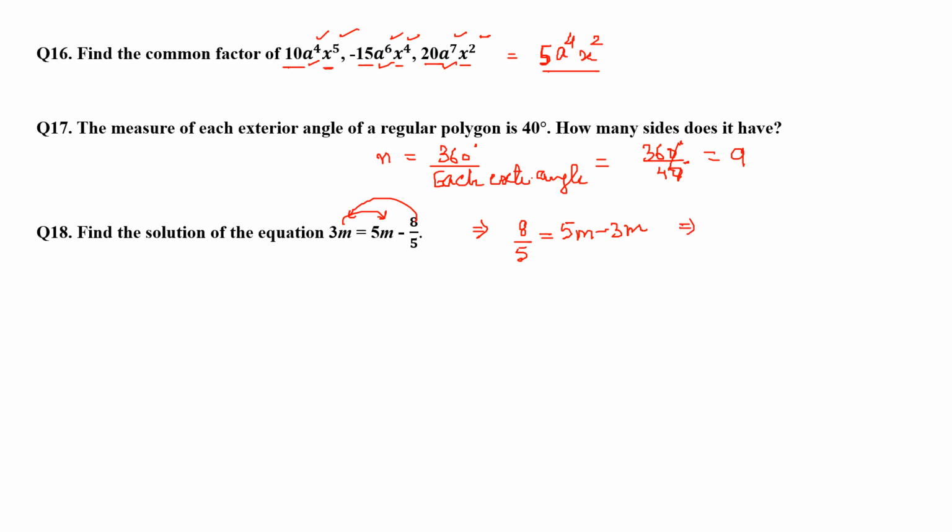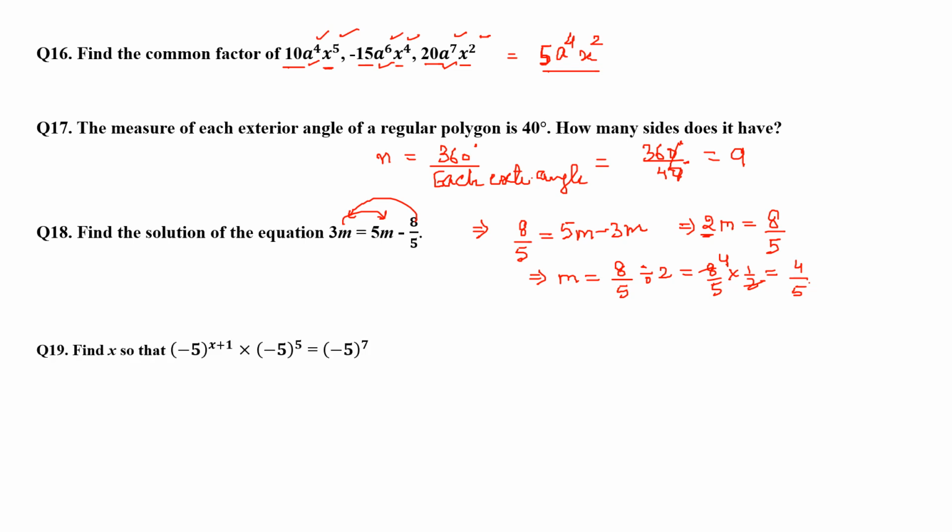Now I am going to swap LHS and RHS. So 5m minus 3m is 2m. RHS I am writing in LHS now, and LHS, which was 8 by 5, I am writing here in RHS. Now to find the value of m, I have to transpose this 2 to RHS. So for that I have to divide it by 2. So 8 by 5 into 1 by 2, which will give me 8 by, now you can reduce it, 2 4s are 8. So from here I can see my answer will be 4 by 5, isn't it? So the solution of the equation is 4 by 5.